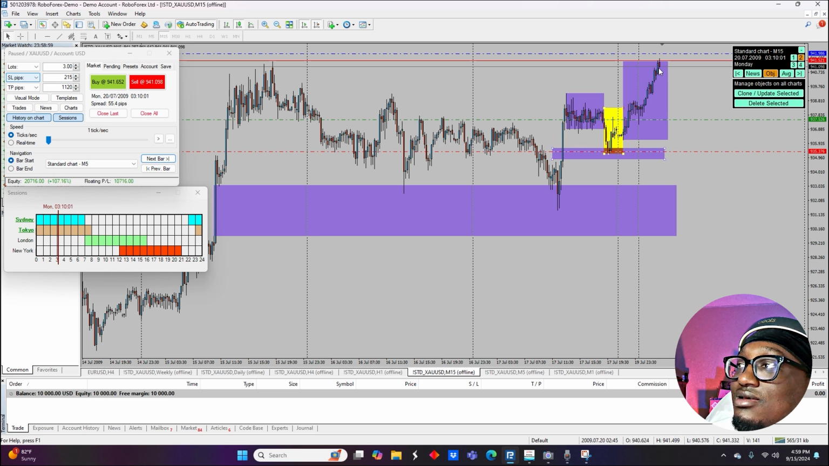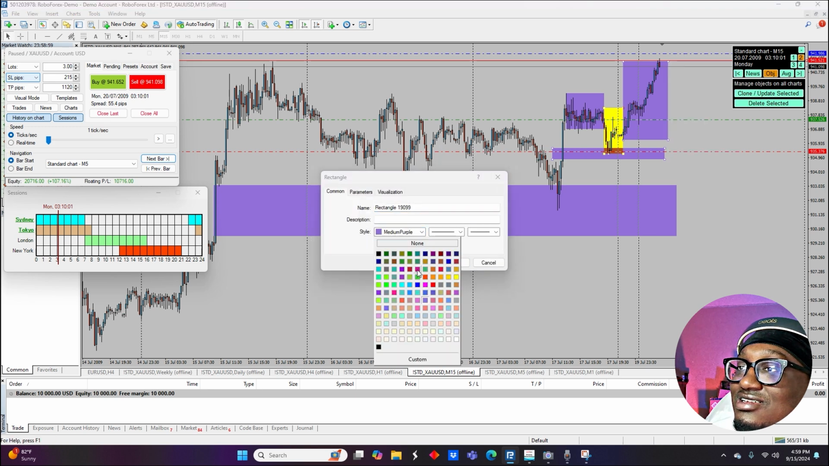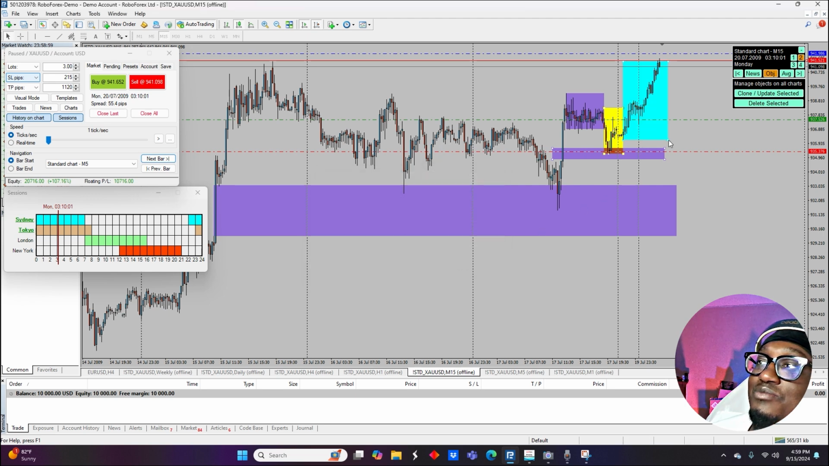And then, put this maybe blue or something. Yeah, so it ranged, manipulated into the fair value gap, and then displaced up towards this liquidity, this external liquidity, and we shot up.